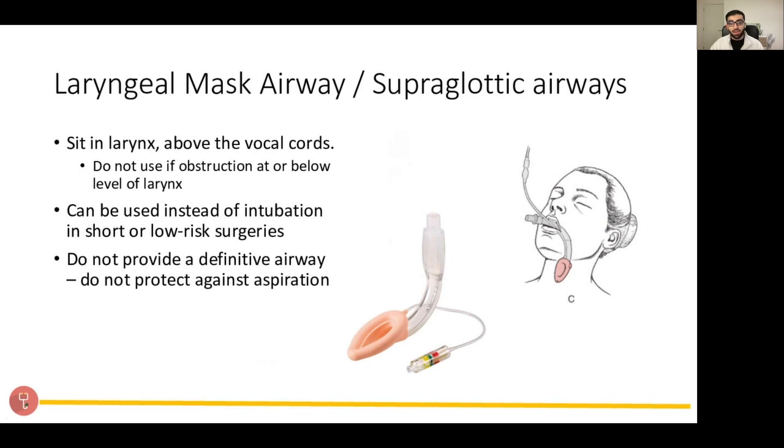The LMA is another kind of device that's used, and this is something that you push into the mouth similarly to an OPA, an oropharyngeal airway, or a MedAll. And it sits above the vocal cords. You're not to use it if there's an obstruction at or below the level of the larynx. And it's often used instead of intubating patients for short or low risk surgeries. One thing to know is that it doesn't provide a definitive airway, which means it doesn't protect against aspiration. There's only one device that does that out of the LMA, the OPA, and the NPA, and that is an ET tube.